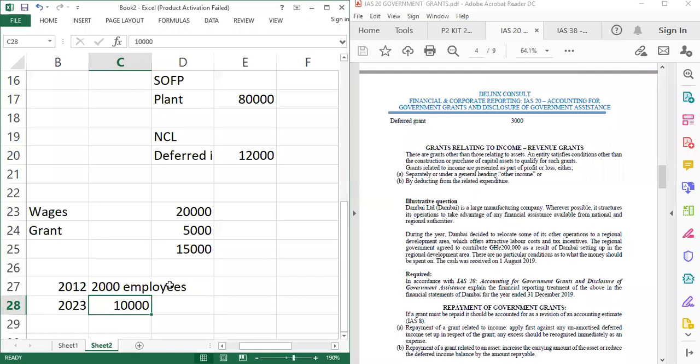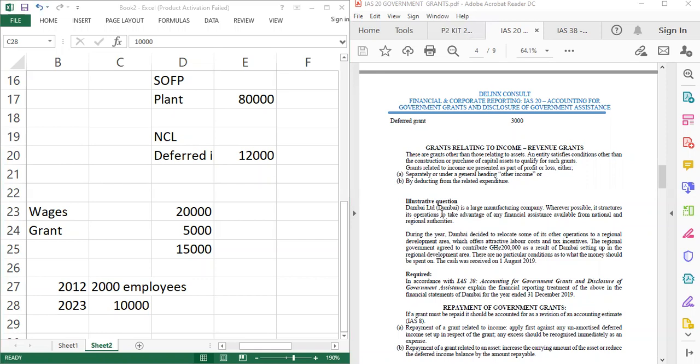Let's look at an illustrative question under revenue grants before we look at repayment of grants. Then we know that we are done with government grants. Auntie Eva, can you take that for us? Please, the question. Under the grants relating to income, revenue grants.